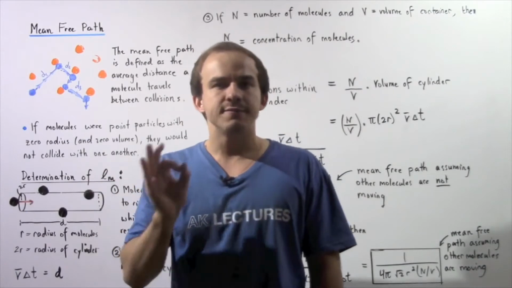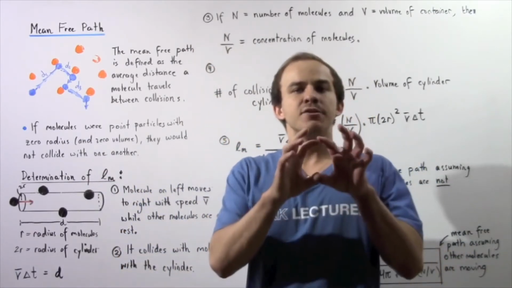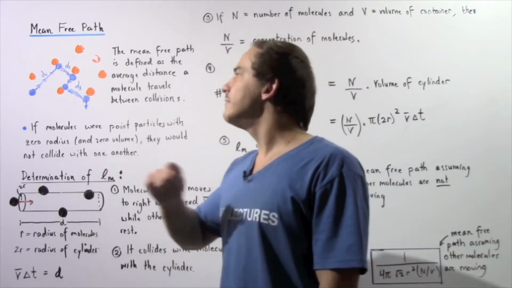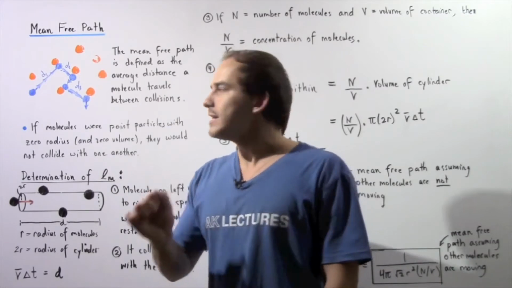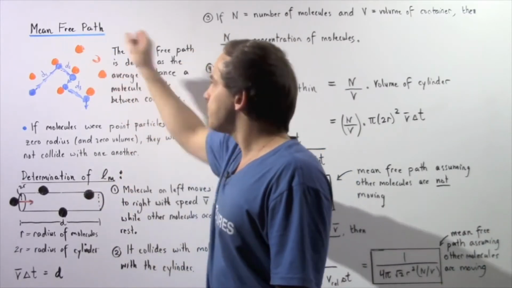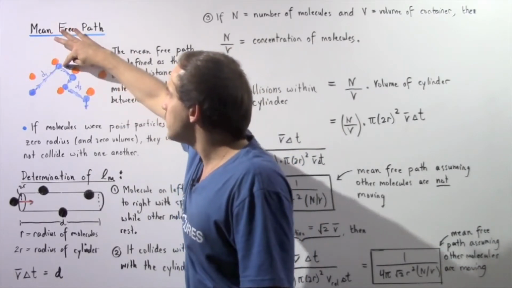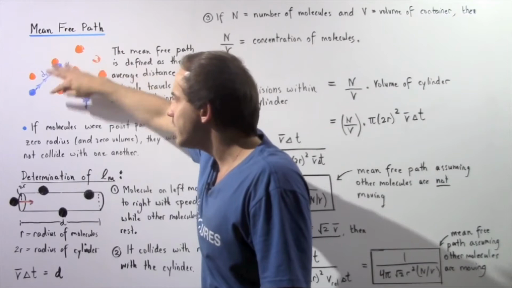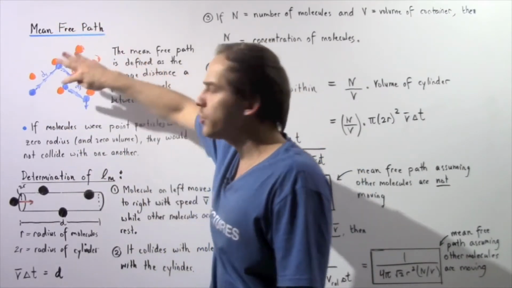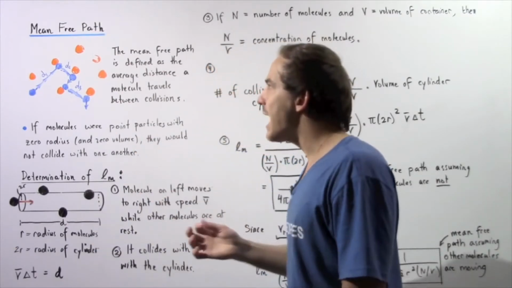Now, if we want to find the average distance, we simply find the entire distance the molecule traveled and divide it by the number of collisions. So let's suppose we want to calculate the mean free path over this distance. So d1 plus d2 plus d3 divided by the number of collisions, in this case 1, 2, 3 collisions. And that would give us the mean free path.